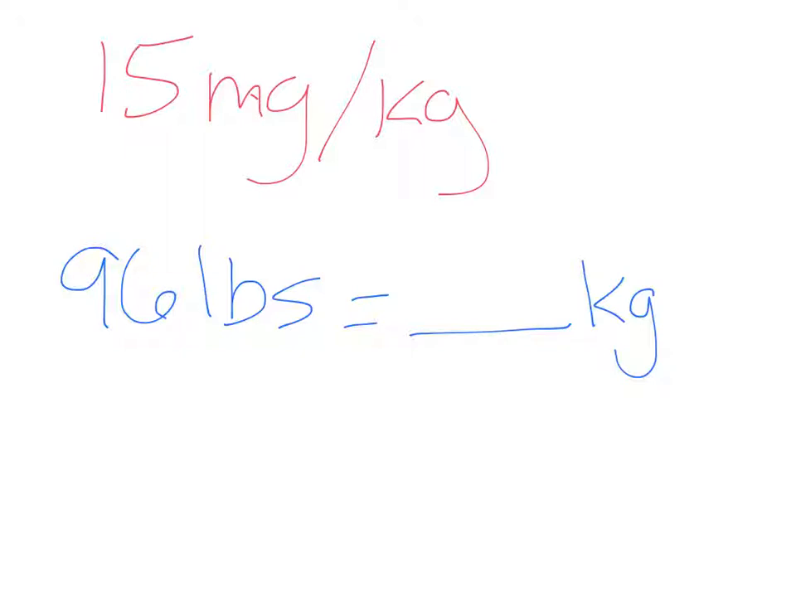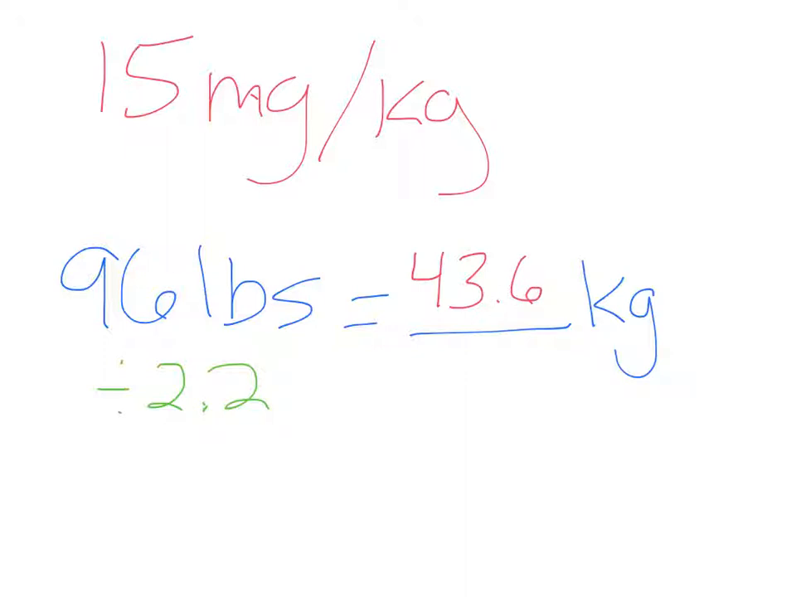Going back to what we know about pounds and kilograms, using a known and unknown, we know that 1 kilogram is the same thing as 2.2 pounds. So if we have 96 pounds, in order to figure out what that is in kilograms, I simply take that and divide it by 2.2. And that will give me my weight in kilograms. 96 divided by 2.2 is about 43.6. So we have a patient who weighs 43.6 kilograms.